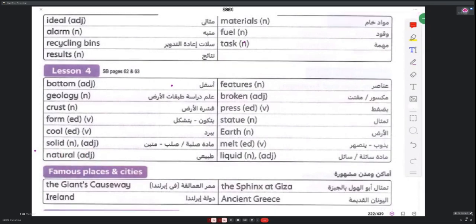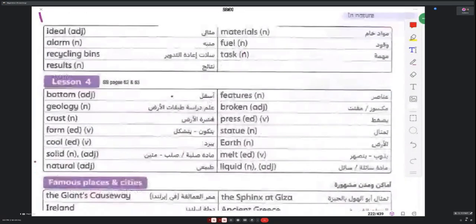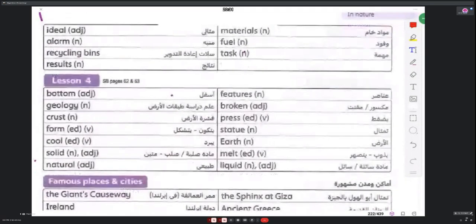Idle, minerals, alarm, fuel, recycling pens, trash, results, bottom, geology, crust, form, cool, solid, natural, feature, features, broken, press, statue, ears, melt, liquid.